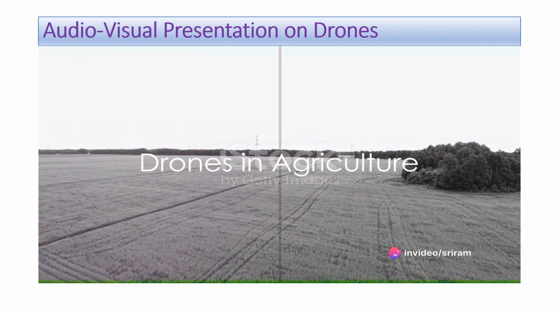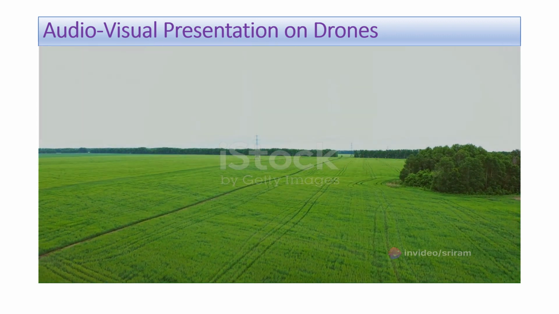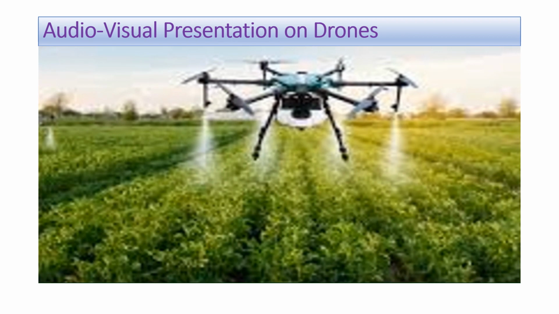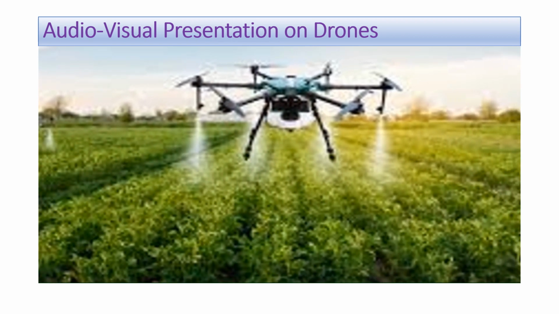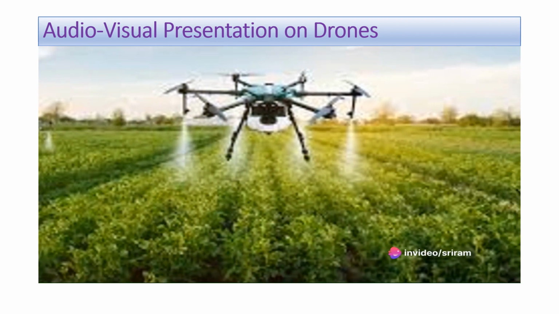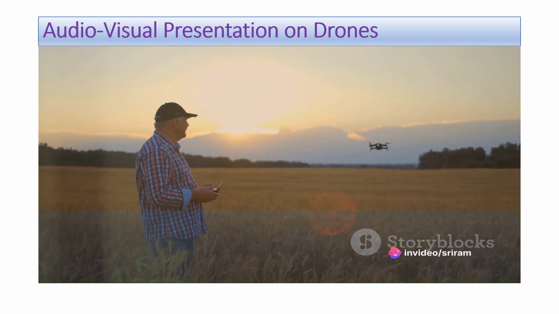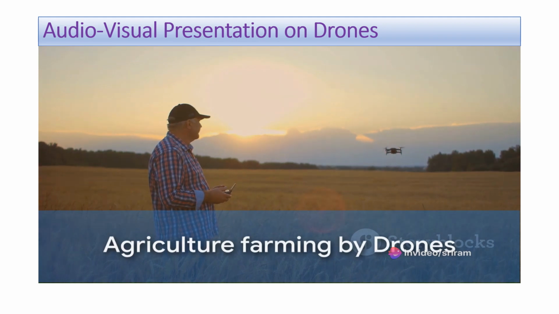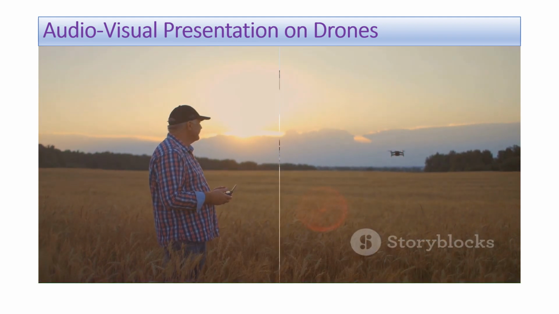Venture into the world of agriculture and you'll find drones buzzing over fields and orchards. Agricultural drones, equipped with advanced sensors and imaging capabilities, help farmers monitor crop health, track livestock, and even apply fertilizers or pesticides. They provide a bird's-eye view of the farm, making large-scale agriculture more manageable and efficient.